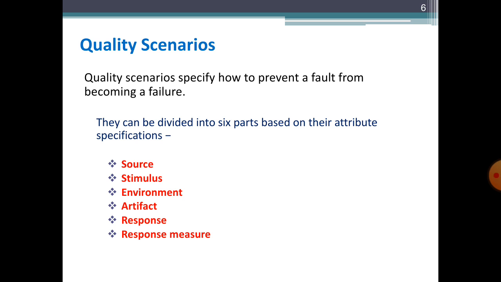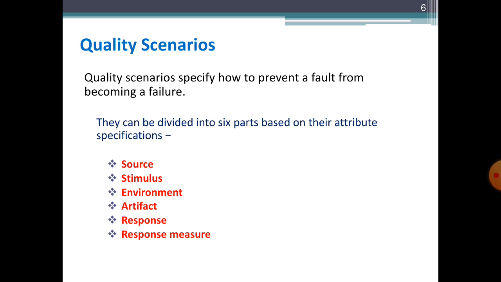So what is the source? Source can be an internal or external entity like people, hardware, software. These come under the source. And stimulus is an event or a condition that needs to be considered when it arrives at a system. And the environment, as the name describes, is about the event or stimulus occurring within certain conditions, and the artifact is about the whole system or some part of it, such as processors and communication channels. These are all about the artifact. And the next one is response.